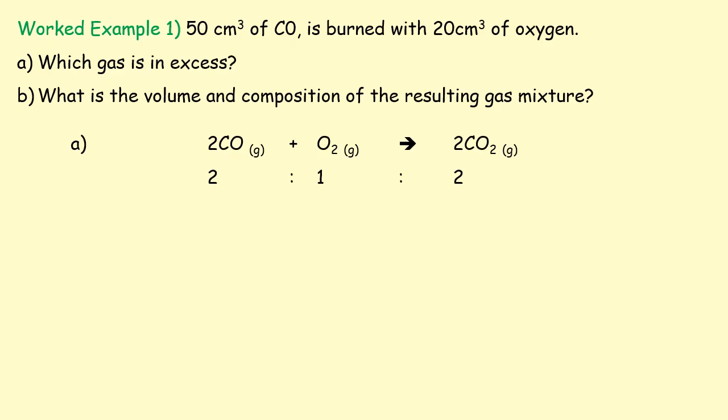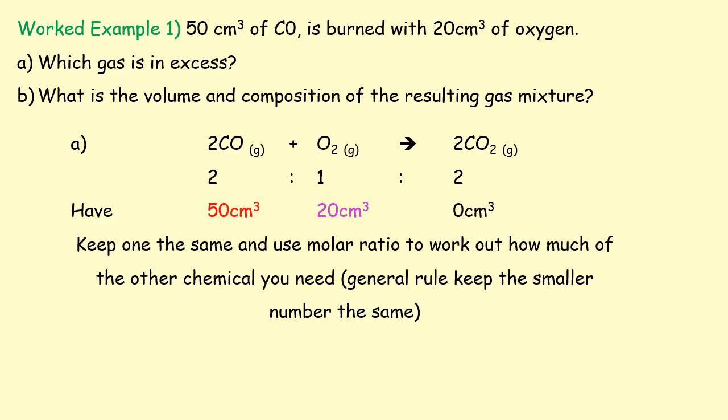Carbon monoxide reacts with oxygen to produce carbon dioxide. Our ratio is 2 to 1, and then we produce 2 of our volume. From the question, we can see what we have. We have 50 centimeters cubed of carbon monoxide, we have 20 centimeters cubed of oxygen, and because it's a product, we don't have any carbon dioxide.